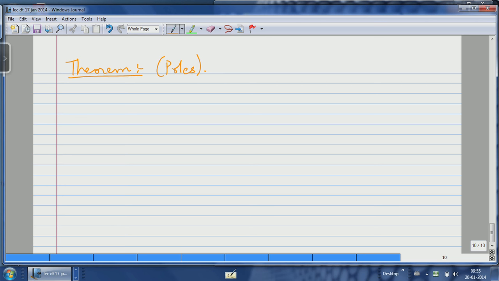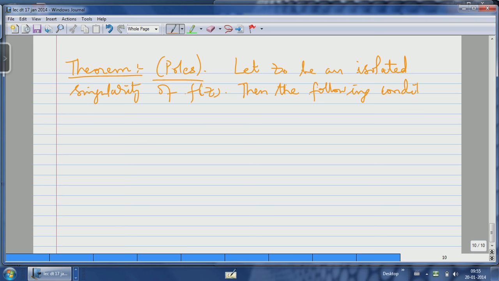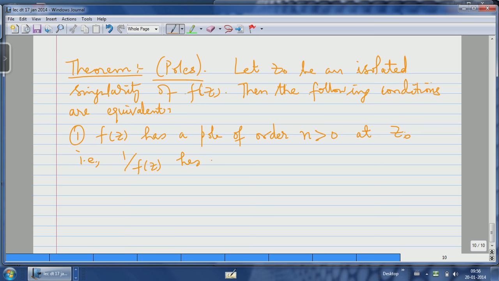This theorem is about poles. Let z naught be an isolated singularity of f(z). Then the following conditions are equivalent. Number 1, f(z) has a pole of order n greater than 0 at z naught, that is, 1 by f(z) has a zero of order n greater than 0 at z naught. This is one of the definitions of a pole.